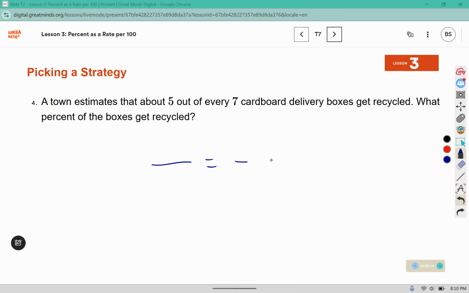A town estimates that about 5 out of every 7 cardboard delivery boxes get recycled. What percent get recycled? So 5 is the part that get recycled. 7 are all of the boxes delivered, and we're looking for the percent this time.